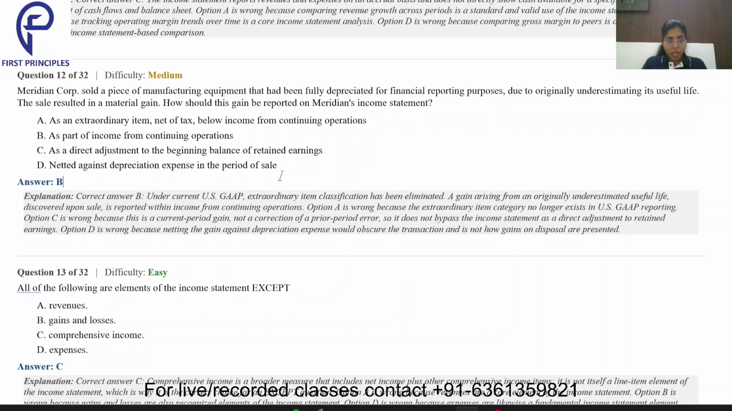Option D, netted against depreciation expense in the period of sale. So we are netting it against the depreciation expense in the period of sale. Is this the correct option? No. Why? Because against a sale we do not net anything. We have never seen anything like that. So that is why option D is also not the correct answer.